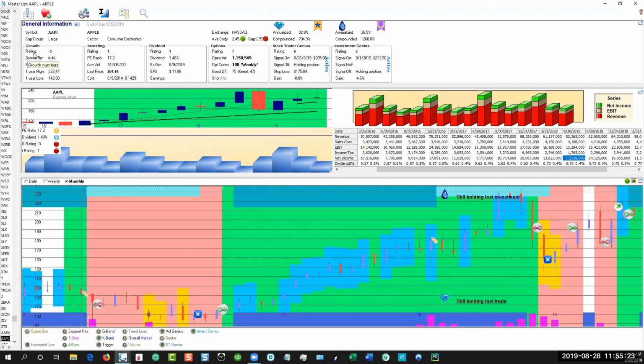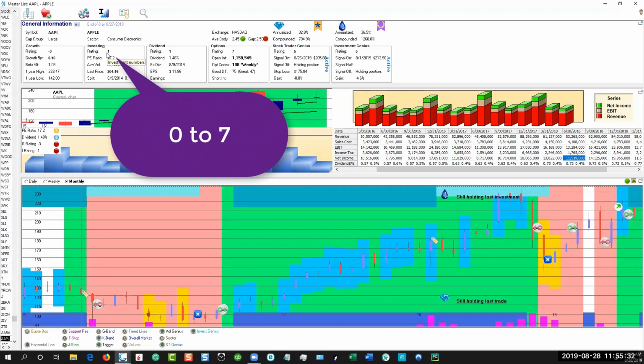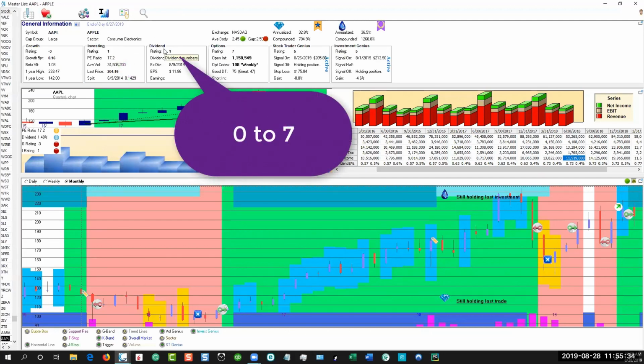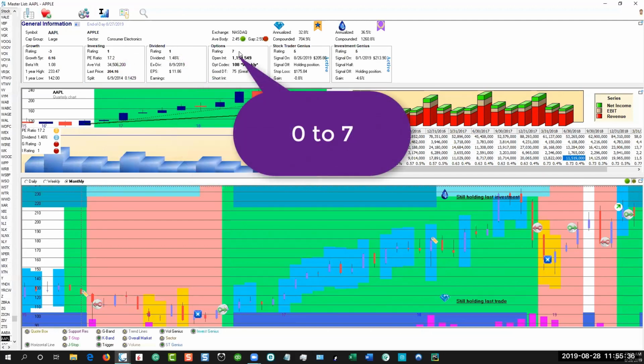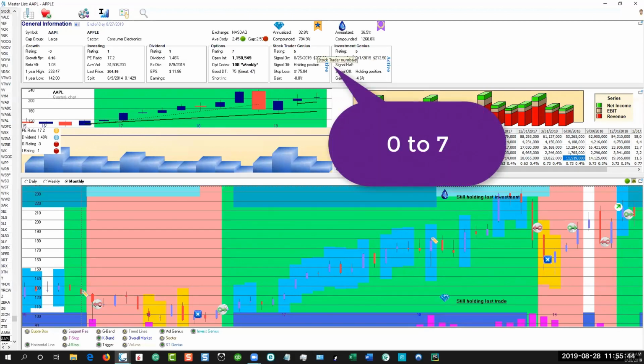All right, so just to review the different ratings: for growth, you have -7 all the way to +7. For investing, it's 0 to 7. Dividend, it's 0 to 7. Options, it's 0 to 7. And STG and Investment Genius, what are those, Alan? Those are also the 0 to 7 rating.